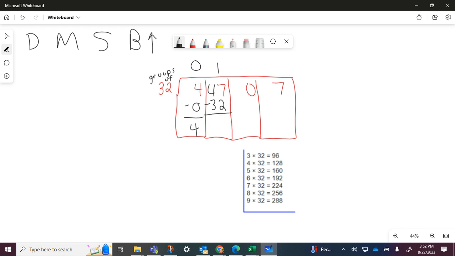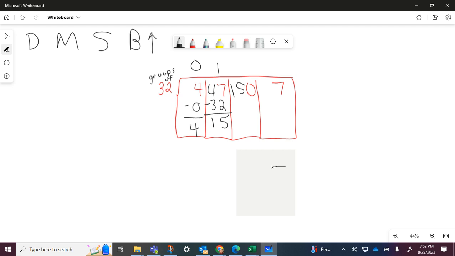Then you subtract. That would be 5 and 1. Then we're going to move that 15 up to the next box and put it in front of our next number. And then we're going to come over here to our list. I know that 150 is between 128 and 160. So I can't do 5 groups because that would be too many. I would need 160. I only have 150.